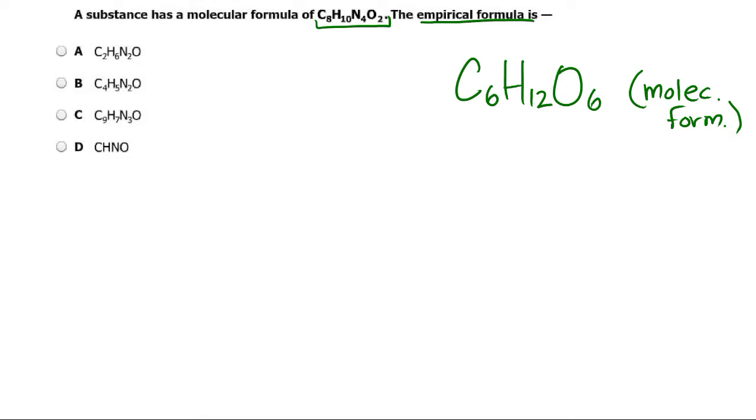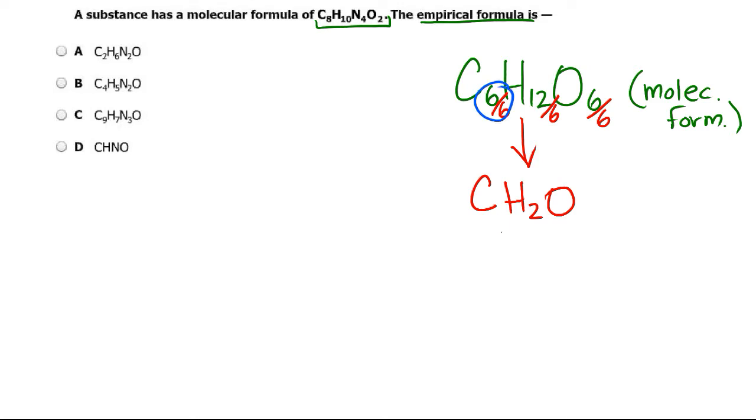But the empirical formula for glucose would be CH2O, because if you divide each number by the smallest number, you get a ratio. 6 over 6 is 1. 12 over 6 is 2. 6 over 6 is 1. So the empirical formula, EMP form, is basically the ratio of atoms to their lowest whole number.